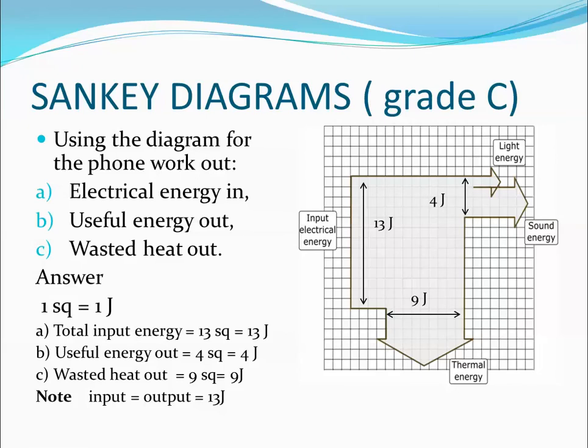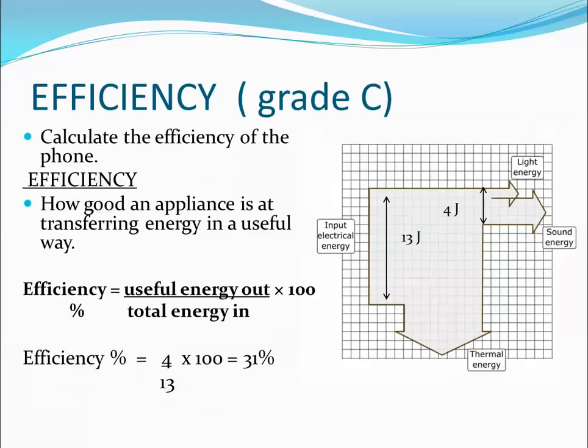If we now move on, we can have a look at other uses for Sankey diagrams. We can use the diagram to help us calculate efficiency, or we could just have efficiency equations on their own. Efficiency is how good an appliance is at transferring energy in a useful way. So therefore we're only actually interested in the 4 joules of useful output energy compared to the input energy.